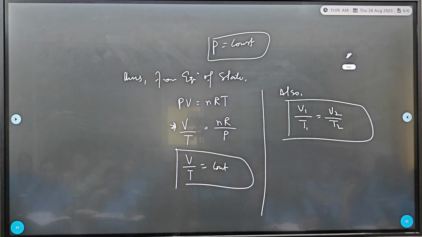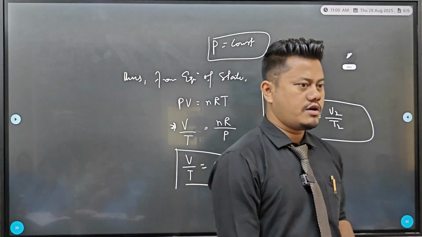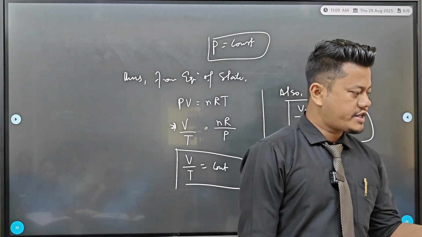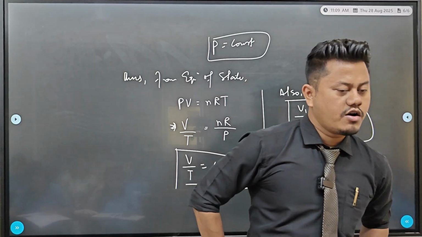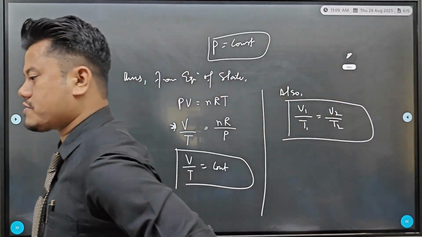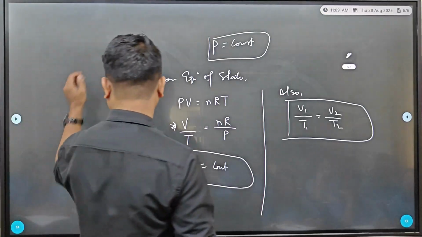Since we have calculated the equation under isobaric process, let's go for the next interpretation. Just put a star mark and write work done under isobaric process. So try to understand what will be the work done. Simple, very simple.